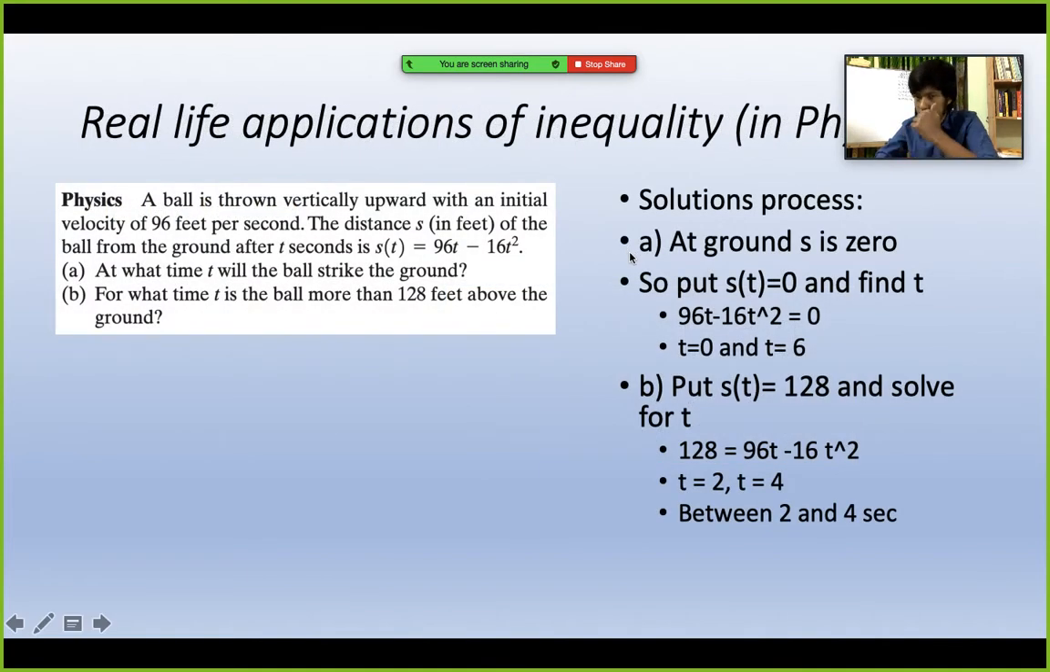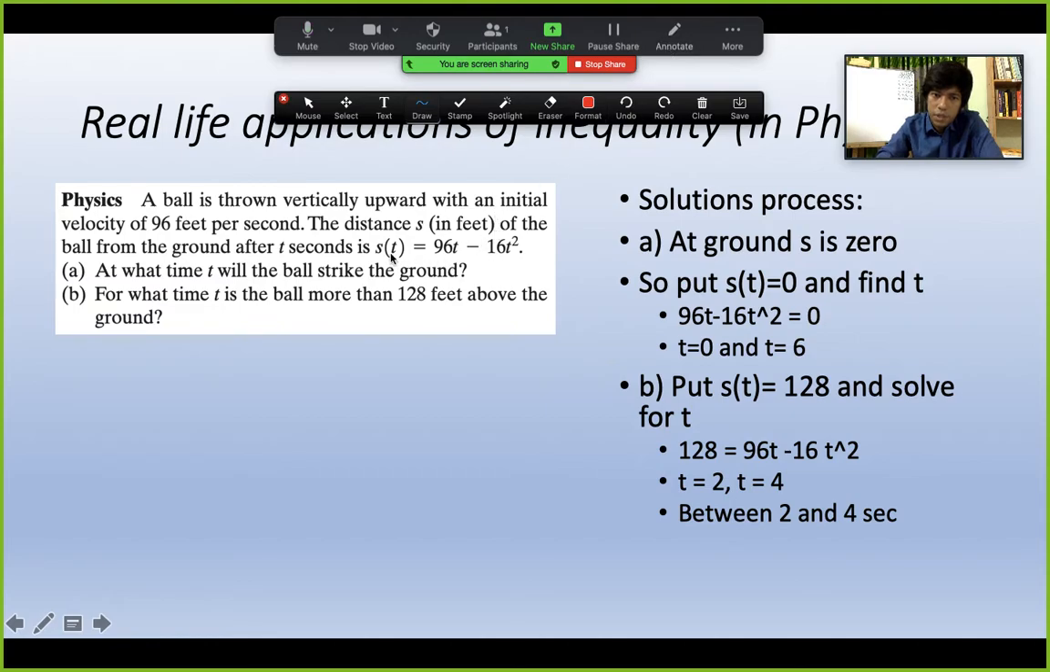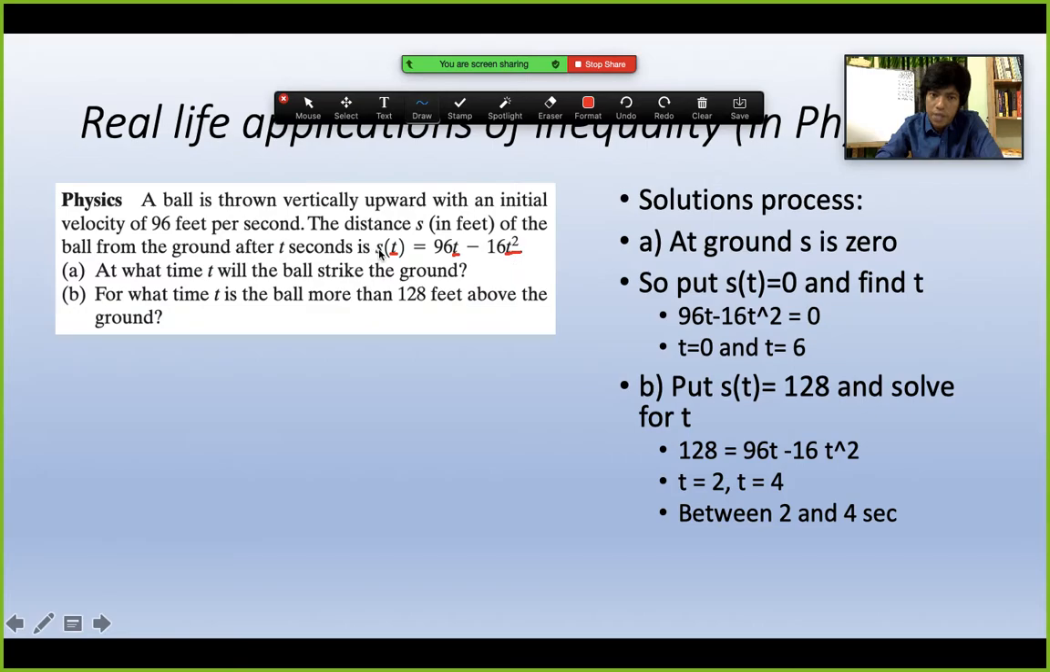This is one application math, an important one. You can see a ball is thrown vertically upward with an initial velocity of 96 feet per second. The distance s in feet of the ball from the ground after t seconds is s of t equals 96t minus 16t squared. So this is the function. Here t means time and s means the distance.